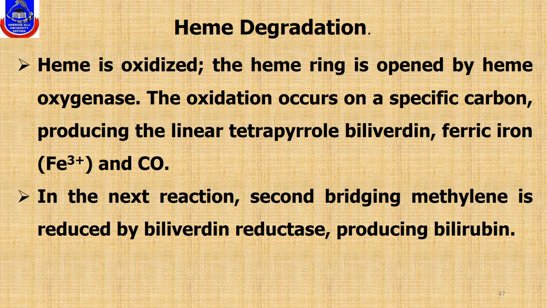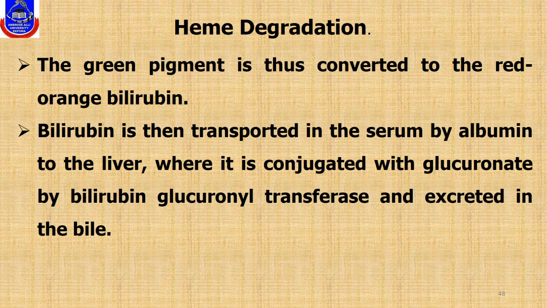In the next reaction, second bridging methylene is reduced by biliverdin reductase, producing bilirubin. The green pigment is thus converted to the red-orange bilirubin. Bilirubin is then transported in the serum by albumin to the liver, where it is conjugated with glucuronides by bilirubin glucuronide transferase and excreted in the bile.